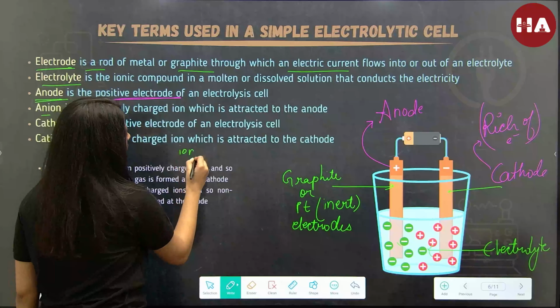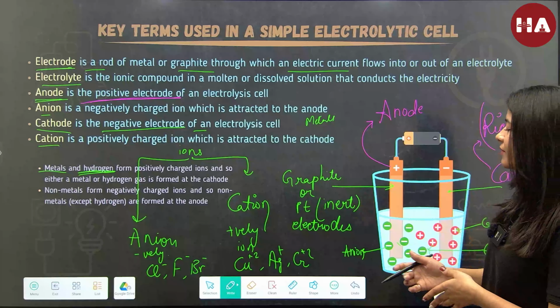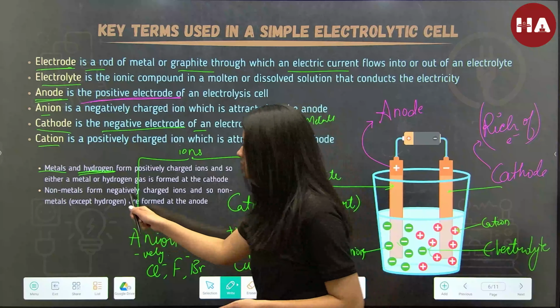So can I say that because metals are positively charged species, right? So metals will always be found near where? Cathode, because they are positively charged, so they will always be found at a cathode. And non-metals are always found at anode, right? Because they are negatively charged. Okay, so I can say metals, and there is an exception that hydrogen is also present. So metals and hydrogen are always found at cathode, and non-metals are negatively charged ions, so they will always be formed near anode. There is an exception, of course, this hydrogen.